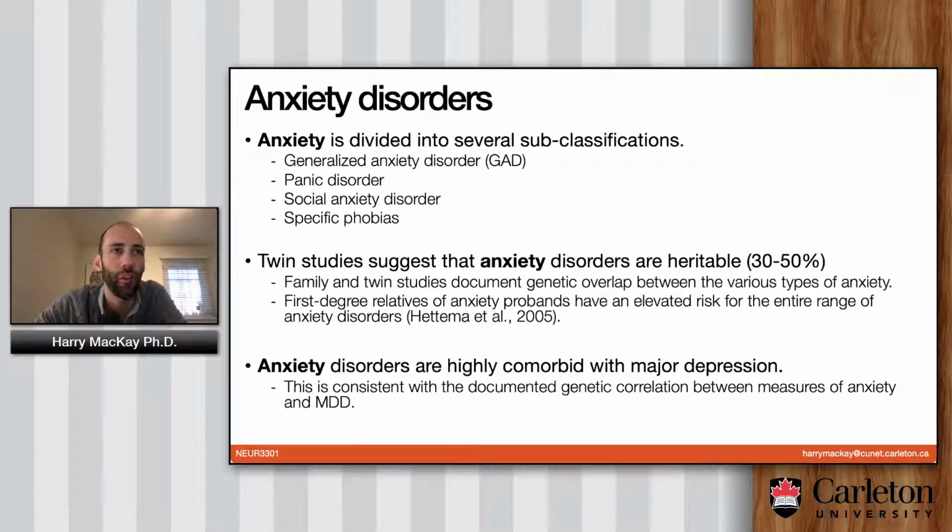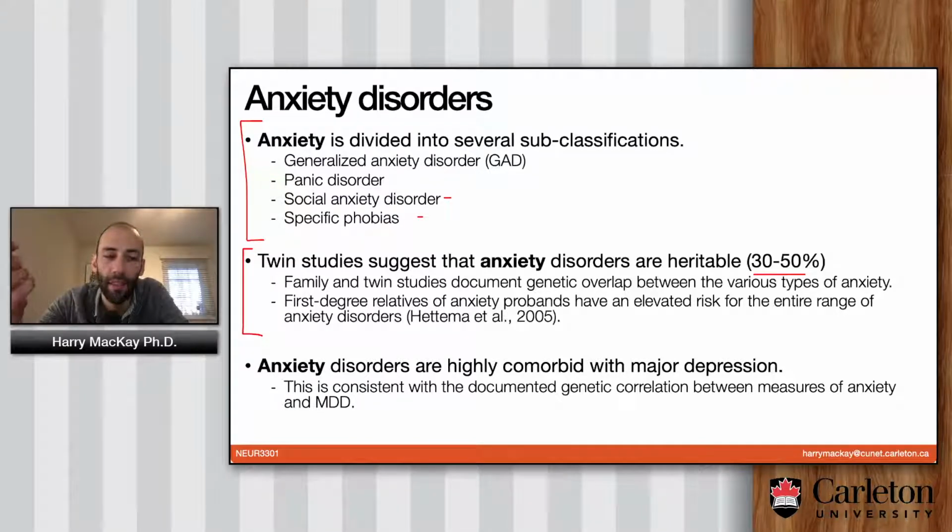I just wanted to give you 2 quick slides on anxiety so that we don't leave it out. Anxiety, of course, is the other major type of mood disorder. You can have things like generalized anxiety disorder, panic disorders, social anxiety disorder, as well as specific phobias. These are all listed as anxiety disorders in the DSM. Twin studies also point to a similar level of heritability for anxiety as depression, between 30 to 50%. And various types of family and twin studies do seem to show genetic overlap between the different types of anxiety.